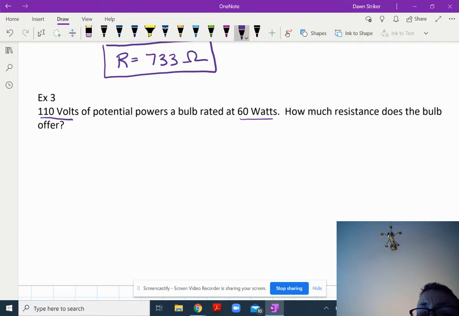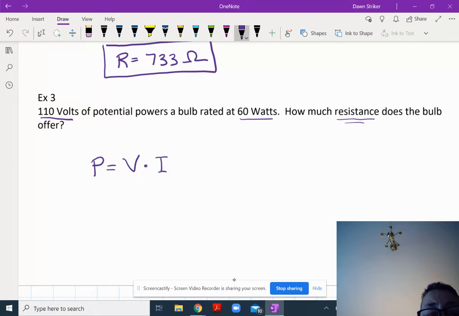So now I need to think about the power equation. I'm not given anything about current. I'm not given any resistance. I'm asked to find the resistance. So I'm going to have to use this power equation. Power is equal to voltage times current. Okay, how am I going to use that to find resistance?